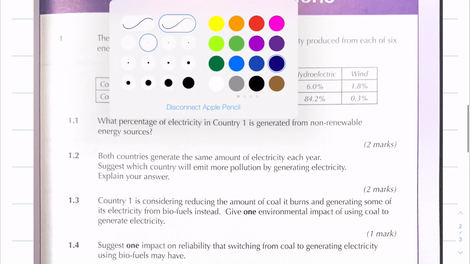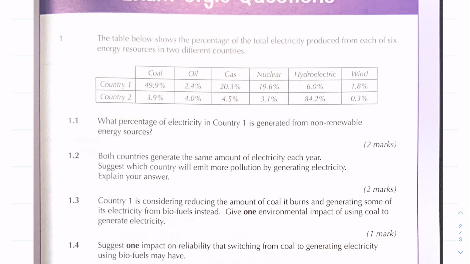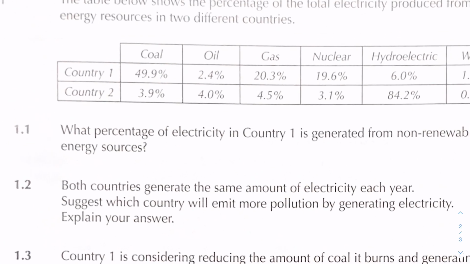Alright, let's jump straight in and let's go for red so you can see it clearer. So it says, the table below shows the percentage of the total electricity produced from each of 6 energy resources in 2 different countries. So coal, oil, gas, so fossil fuels, nuclear, non-renewable, but no carbon, hydroelectric and wind, both renewable. So what percentage of the electricity in country 1 is generated from non-renewable energy sources? Well, we've got non-renewable are coal, oil, gas, nuclear. And so we need to add all of these up.